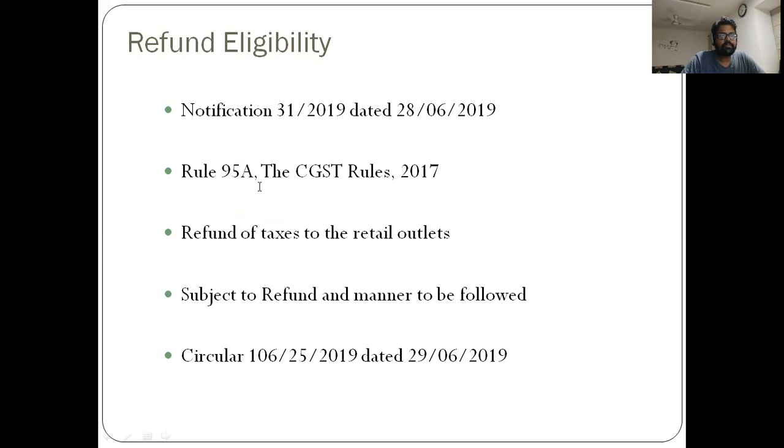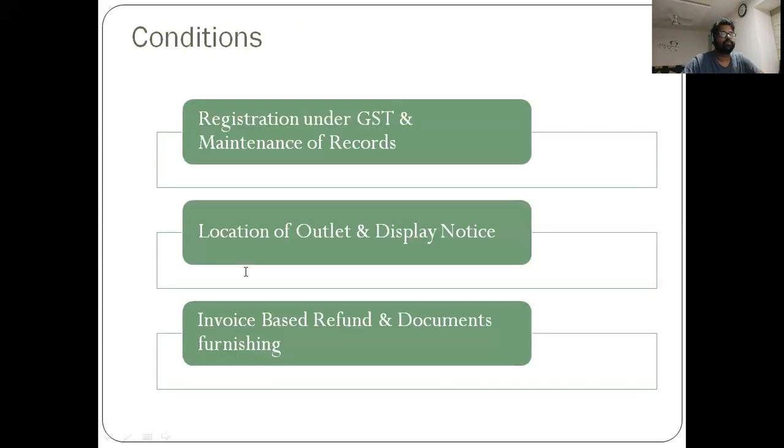The central government vide notification 35/19 central tax dated 28 June 2019 made an amendment to the CGST rules, inserting rule 95A to allow refund of taxes to these retail outlets on those specified transactions. So what are the conditions or the procedures which are to be followed if one has to avail those particular benefits? It is all declared in circular 106/19 dated 29 June 2019.